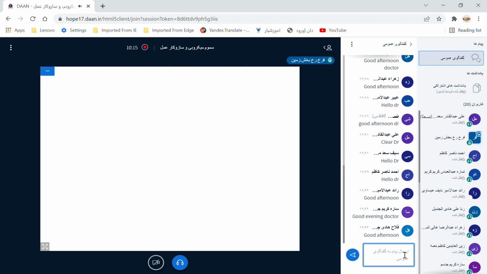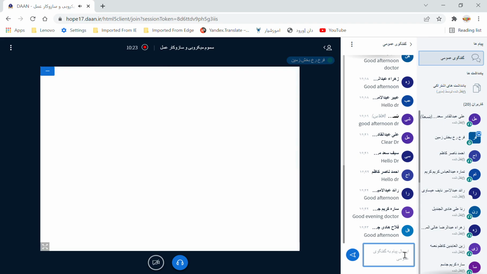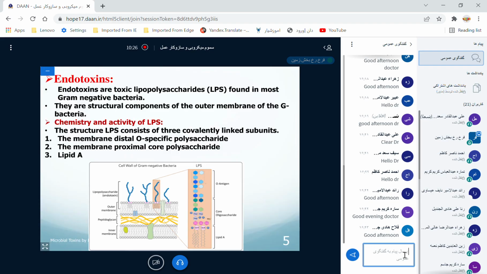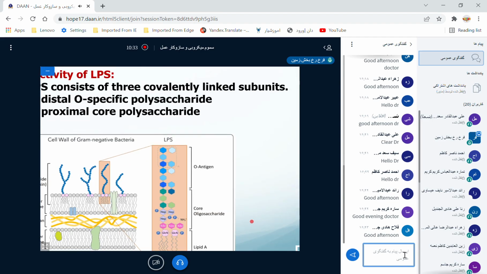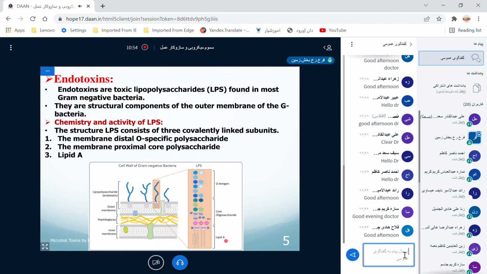Then we compared them in different items. Then we showed you the chemical structure of endotoxin. It is a part of the cell wall: lipid A, core oligosaccharides, and O antigens. But the main and important part is lipid A. All parts are necessary for toxicity, but the main part is lipid A.